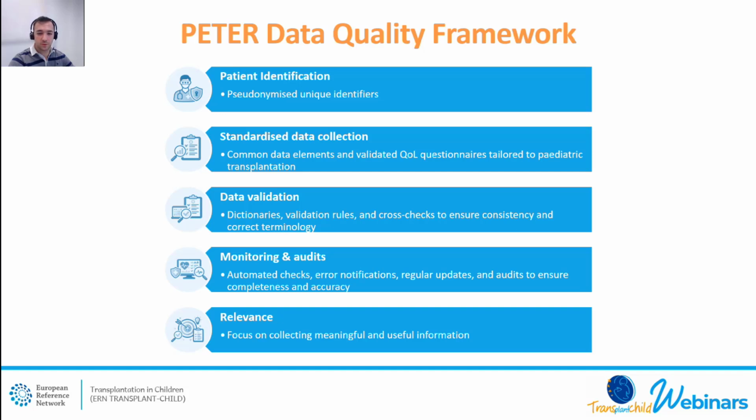The mechanisms for continuous evaluation are the use of pseudonymized patient identifiers, the use of standardized common data elements, data validation mechanisms built in the web registry, continuous monitoring and audits to detect inconsistencies, ensure correctness and standardized terminology across the registry, and focus on collecting relevant information. The focus of this presentation is to explain the process of the data quality audits, so I will briefly go through each of the other elements before diving into the audit process.